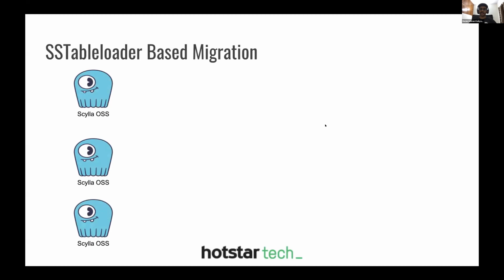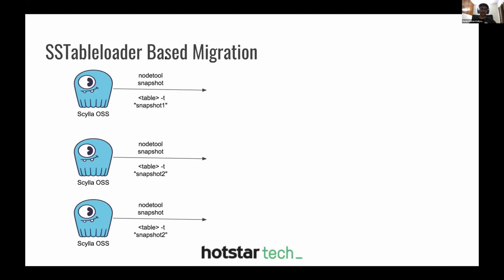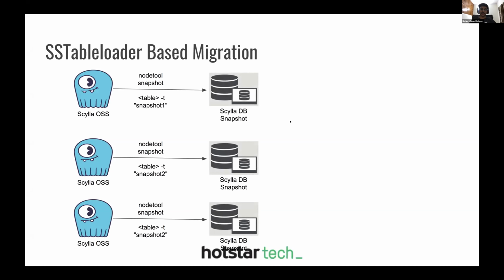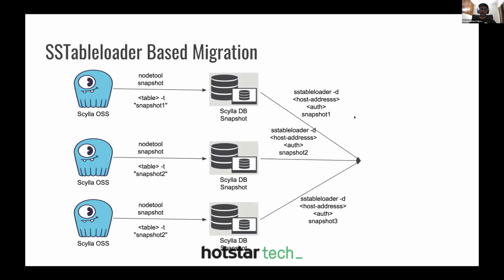SSTable loader migration is an inbuilt Scylla tool which helps in migrating the data from a Scylla open source to a Scylla Cloud cluster. These are the three nodes in the Scylla open source cluster. There can be any number of nodes here. From each node of the Scylla open source cluster, run a nodetool command to extract a snapshot. Once a snapshot has been generated, you simply run the SSTable loader command to copy these snapshots to Scylla Cloud. This is a straightforward and easier way to do it since SSTable loader is an inbuilt tool of Scylla, as well as you are migrating from Scylla to Scylla.